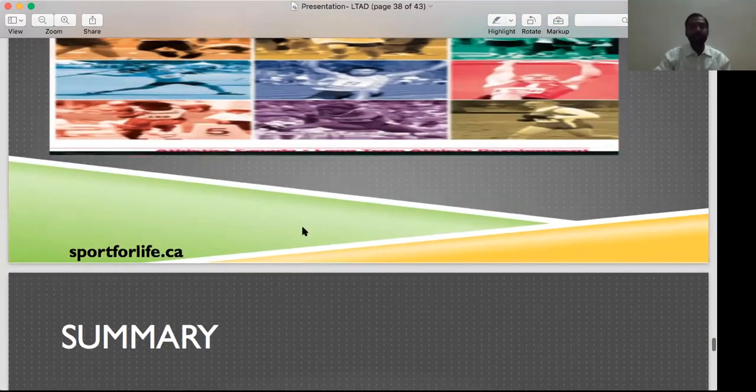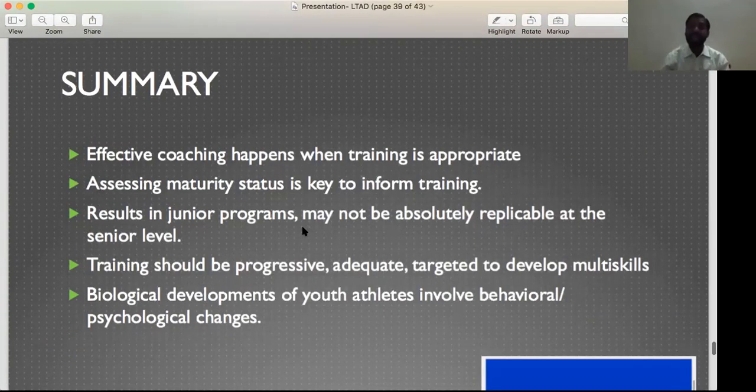So what is the summary? Effective coaching happens when training is appropriate. The majority of the time the problem of injury is the training, actually nothing else. So if you train it well, the injury doesn't happen and the optimization of the program happens to the best of its level. Assessing maturity status is a very important factor in creating any informed training program.